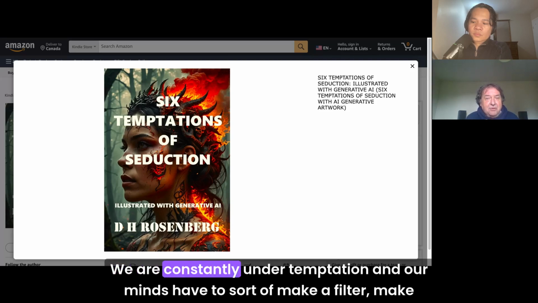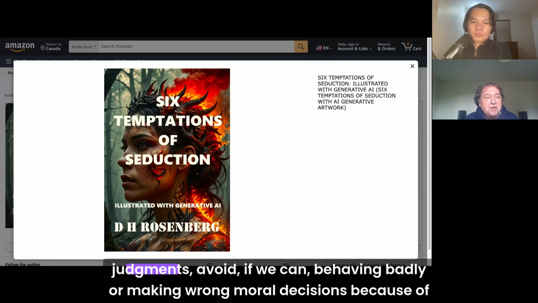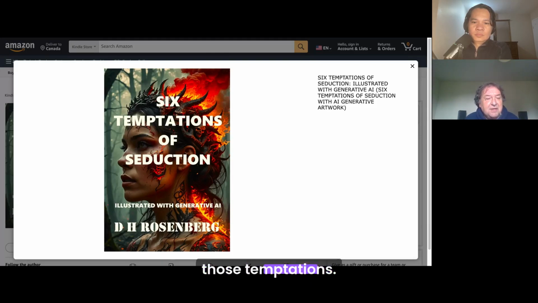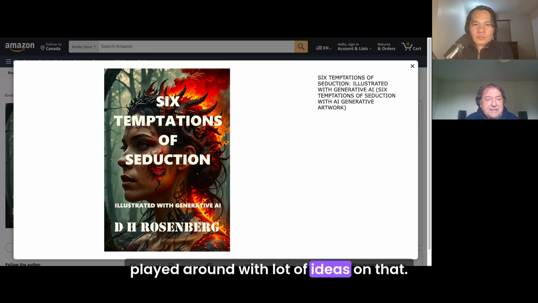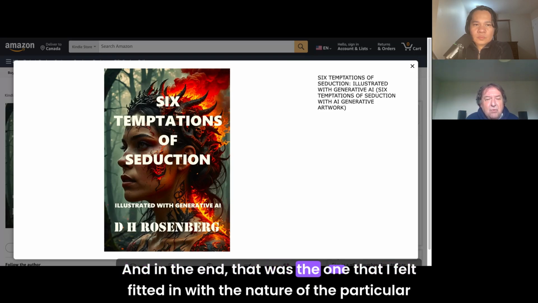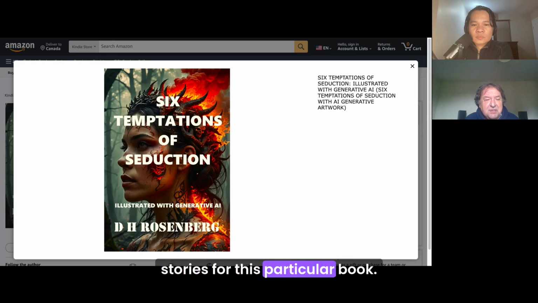But we are constantly under temptation, and our minds have to make a filter, make judgments, and avoid, if we can, behaving badly or making wrong moral decisions because of those temptations. So that's really where the title started to form. I played around with a lot of ideas on that, and in the end, that was the one that I felt fitted with the nature of the particular stories for this particular book.